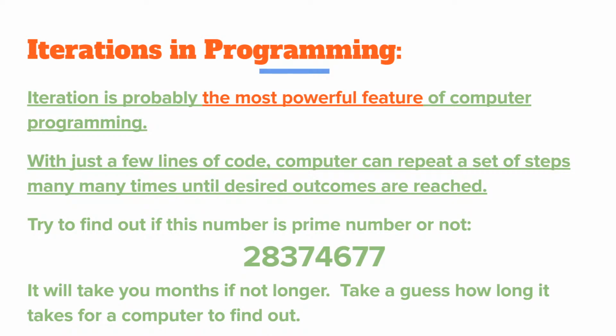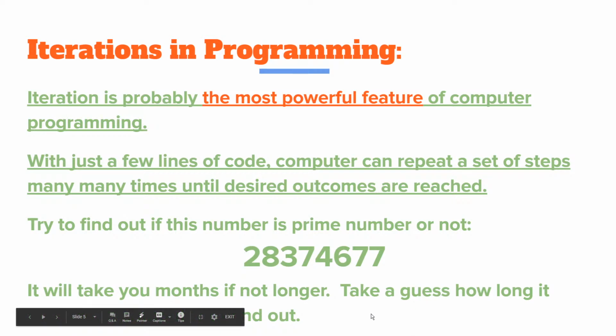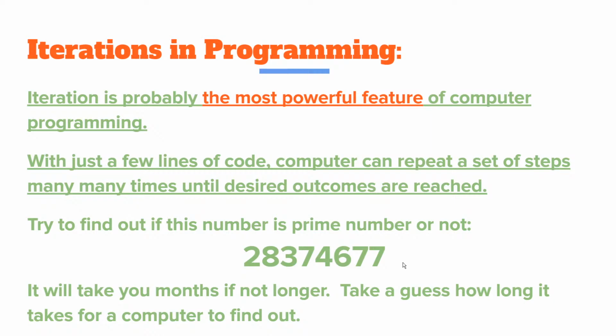Now, iteration can also bring up another part of programming, and this part of programming is going to be time complexity. I talked about time complexity in the last presentation a little bit, but we're going to go into it in slightly more detail this time. Essentially, what time complexity means is how long the program takes to run.